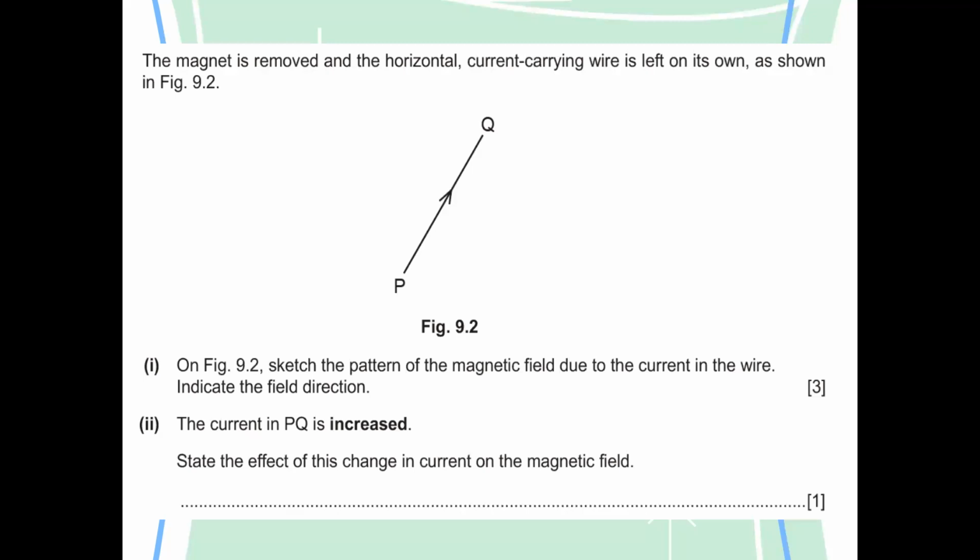The magnet is removed and the horizontal current carrying wire is left on its own as shown in the figure. On figure 9.2, sketch the pattern. So again, a wire is carrying current, so we have to sketch a pattern. Around this wire, it will be like a 3D image. And the current is going towards Q, so this will be the magnetic field.